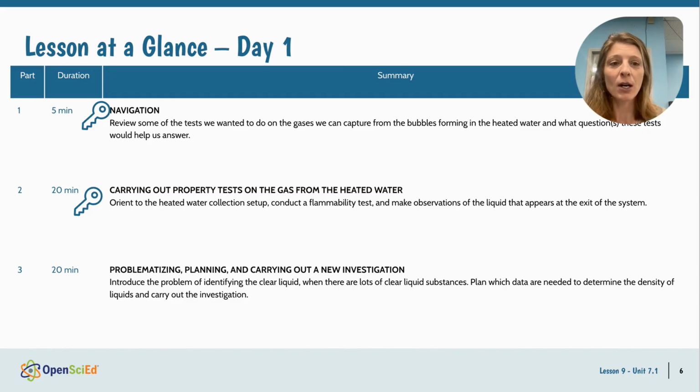On day 1, we started by capturing bubbles from water we are heating. We decided to use the flammability test to test the gas that we captured. We see that the flame goes out, but is it really because the gas can extinguish the flame? We also notice that a clear liquid is being collected from the heated water. But we know there are other clear liquids in the world. So, in order to prove what the other clear liquid is, we collect information about 3 clear liquids to determine their density, which we know is a property.